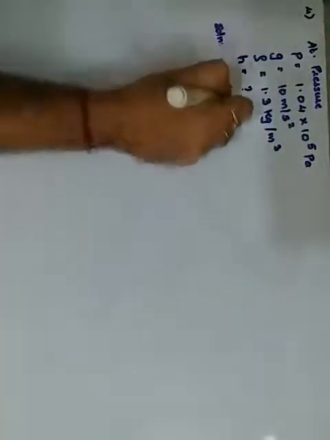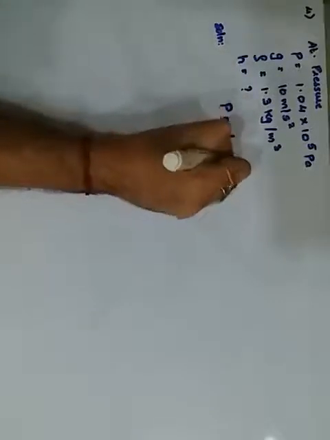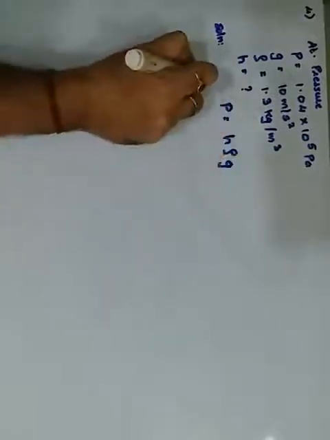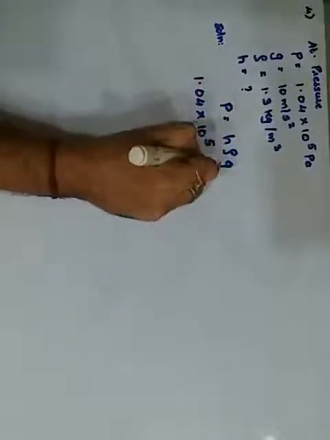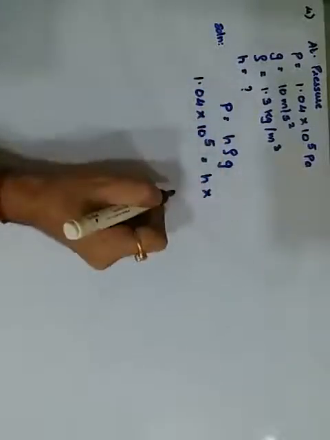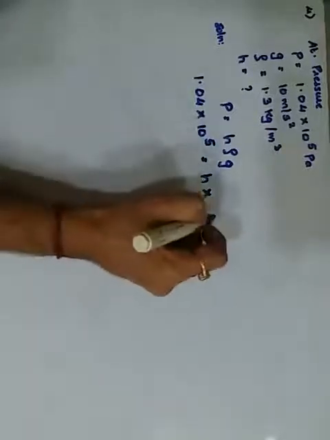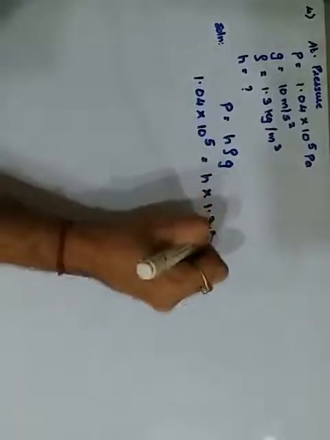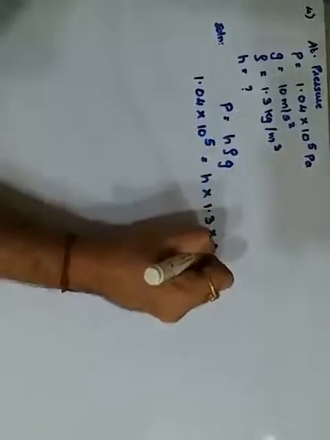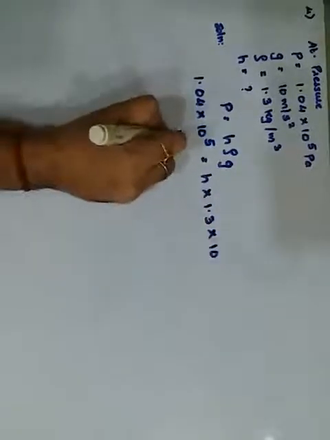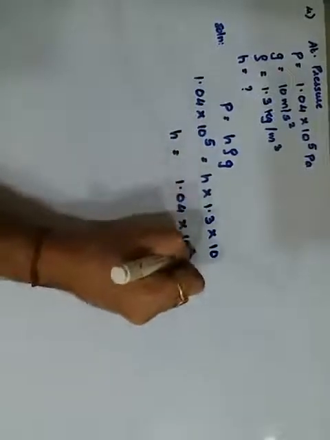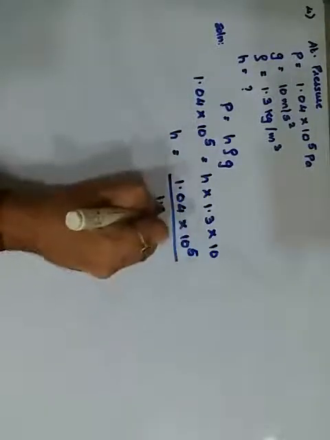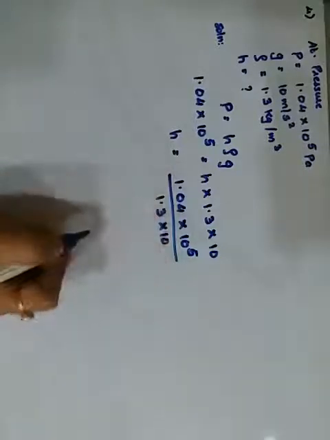Simple, direct formula. Solution: the pressure formula is h into rho into g. The pressure given is 1.04 into 10 raised to 5, equal to the height we require, density is given 1.3, and g is provided 10. So simply you go for division: height is equal to 1.04 into 10 raised to 5 upon, I am dividing, 1.3 into 10.